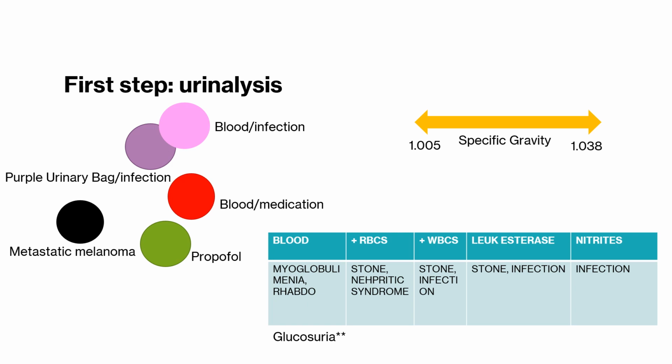Also, if they have a Foley, for example, you want to make sure that the nursing staff is collecting the urine from the tubing specifically, not the bag, because the urine in the bag can be sitting there for who knows how long and could skew the actual contents of the urine. So first you want to lay eyes on the urine if possible.